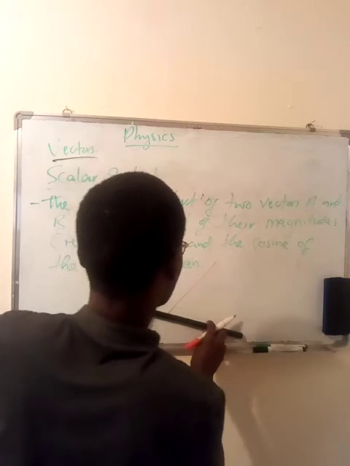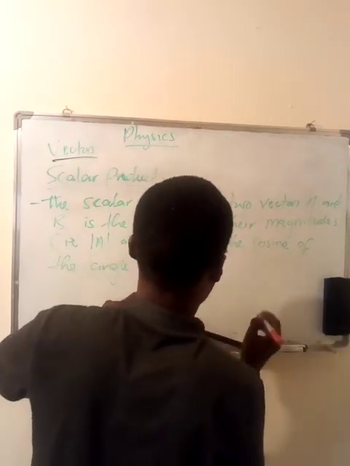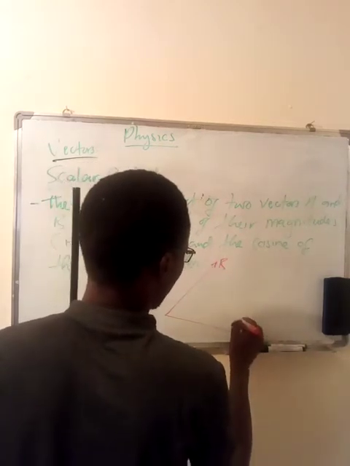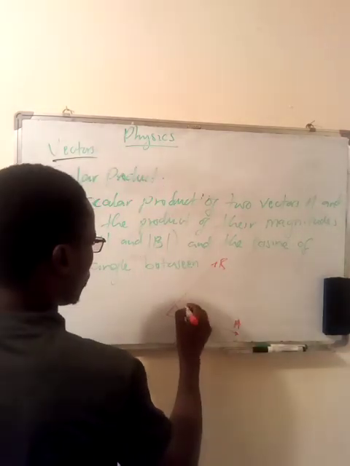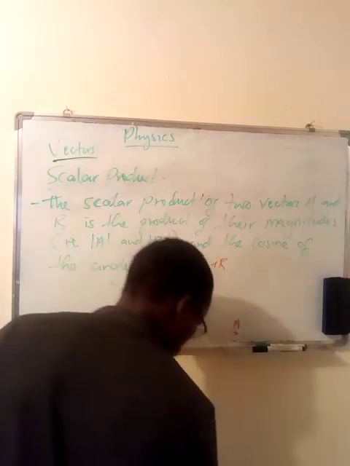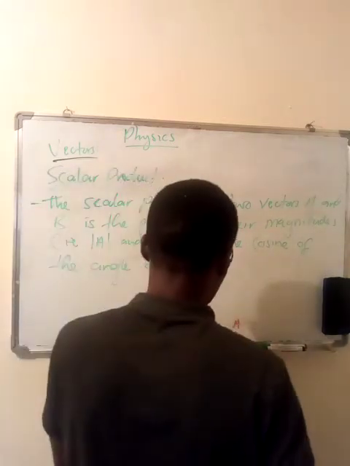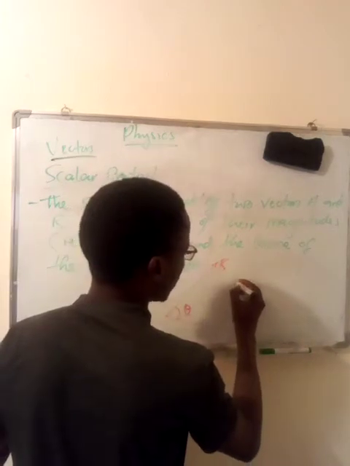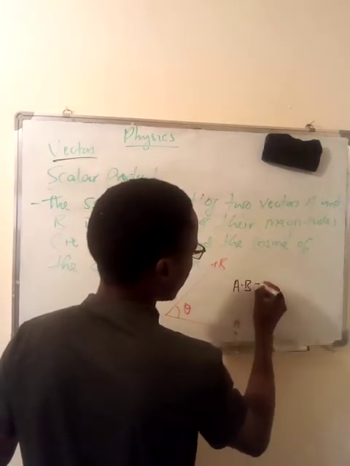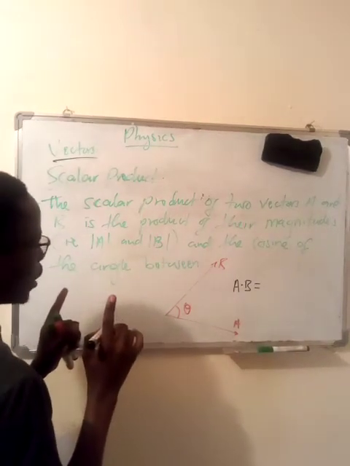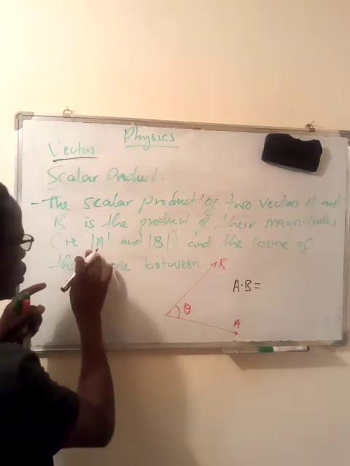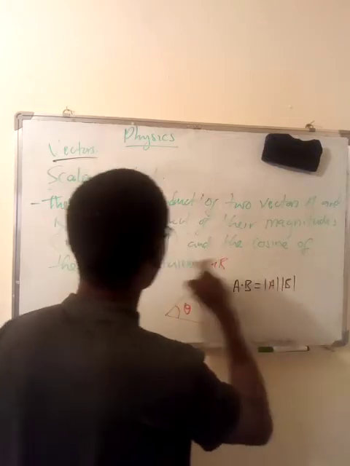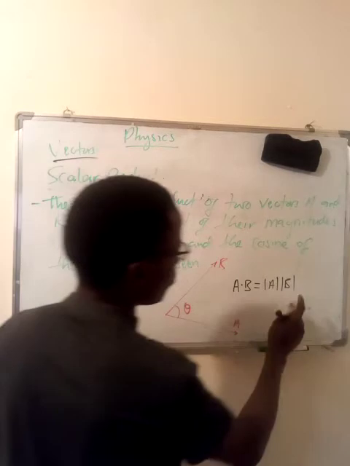So let's say this is vector B and this is vector A, okay? And then we have the angle between them, which is theta. Now here what we say is that the dot product of these two vectors is represented as A dot B, which is equal to the product of their magnitudes, A and B, multiplied by the cosine of the angle between them. The angle between them is theta, so cos theta. That is basically the definition and the formula for the dot product.